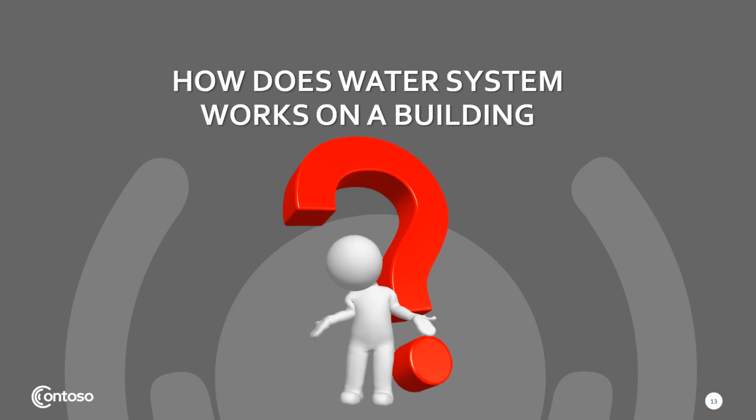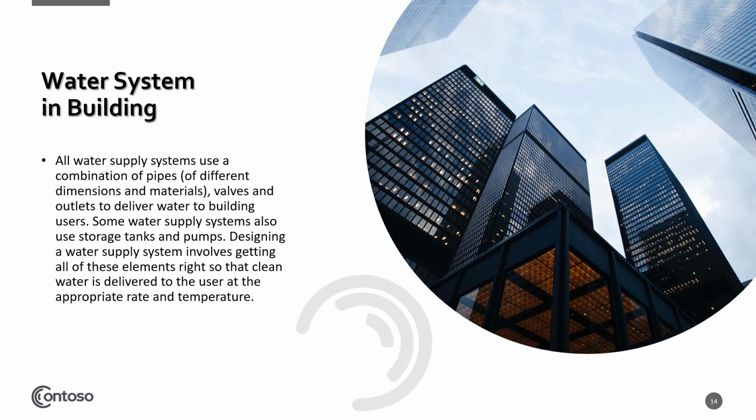After giving all the basic info about the water system, we are now going to classify or determine how the water system works in a building. Water system in building. All water supply systems use a combination of pipes of different dimensions and materials, valves and outlets to deliver water to building users. Some water supply systems also use storage tanks and pumps.